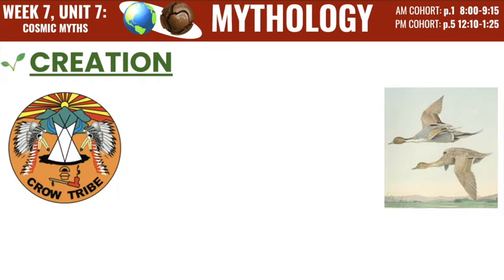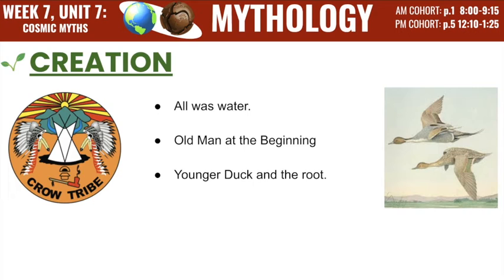Here's an example of a creation story from the Crow tribe of native North America. In the beginning, all was water, and then Old Man at the beginning looked out over the expanse of water and decided that there must be something more. And so he called on 2 ducks to help him. He asked the younger duck to dive down deep into the water, and younger duck returned with a root in its beak. The old man at the beginning knew that if there was a root, then it must be growing in something, and so it asked older duck to dive deep down into the water.